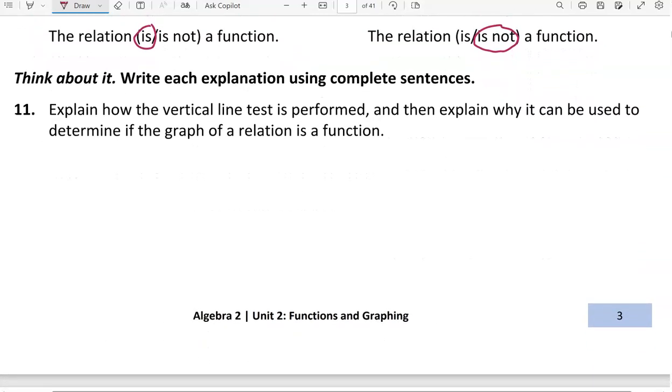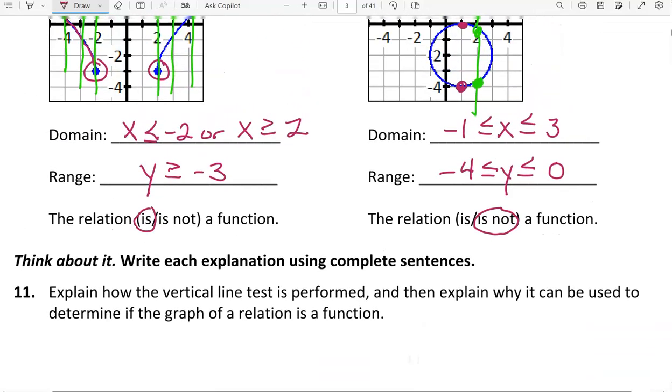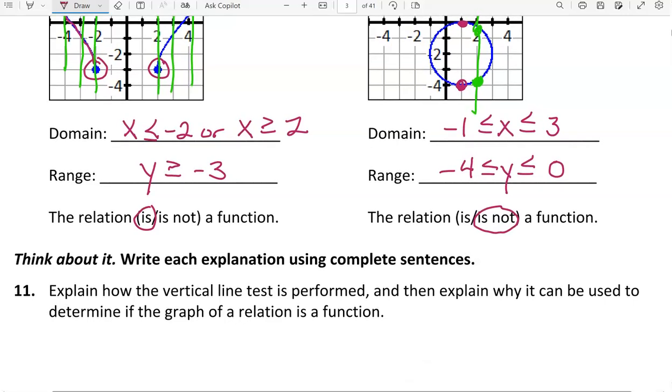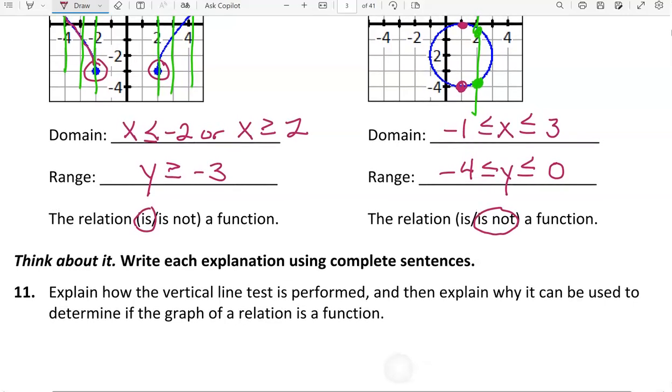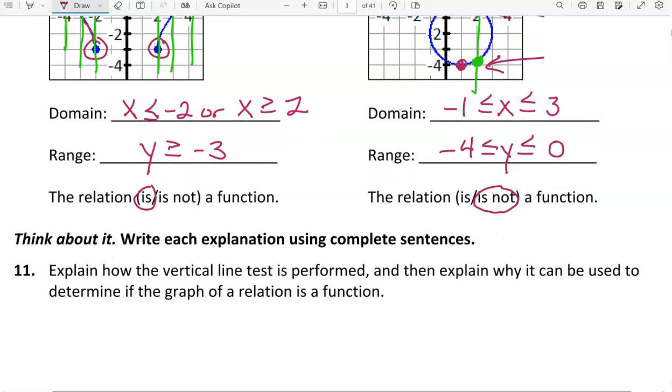All right, in number 11, we're asked to think about how the vertical line test is performed and then explain why it can be used to determine if the graph of a relation is a function. It would be good to refer to what we just did above and look at that vertical line. It's intersecting 2 points at once. And so for x equals 2, you can say that there are 2 y values for that particular x value, and therefore the graph is not a function.